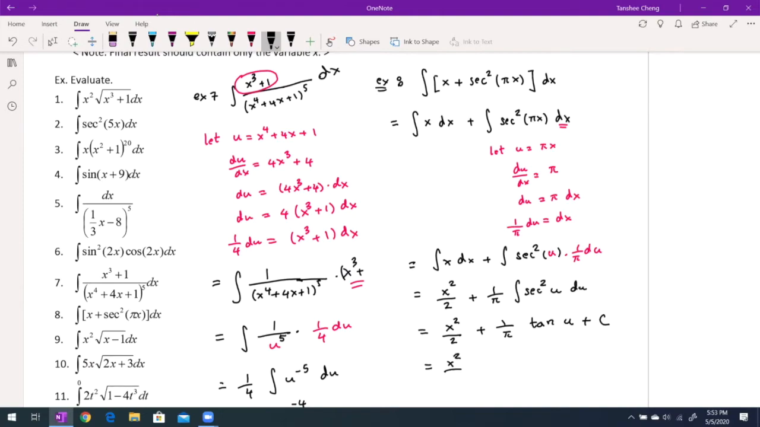So this one will finally be replaced with the original variable. That will become tangent of my u, which is basically pi x. So now my integral, which is the general antiderivative function, will be everything in terms of x only. Are we all okay with this?